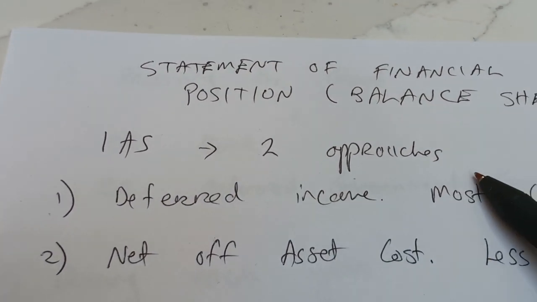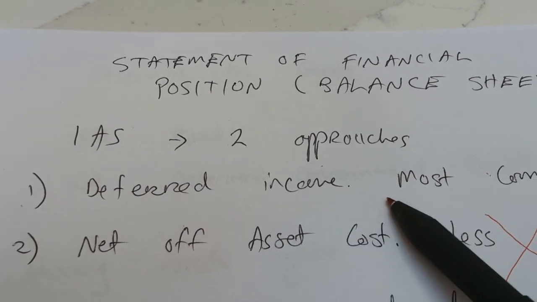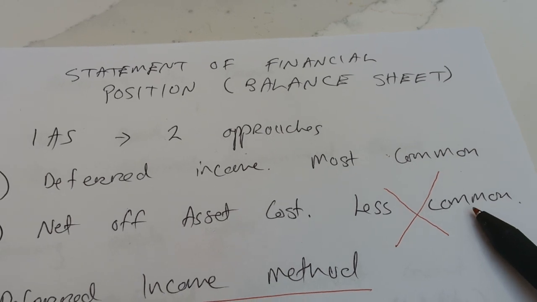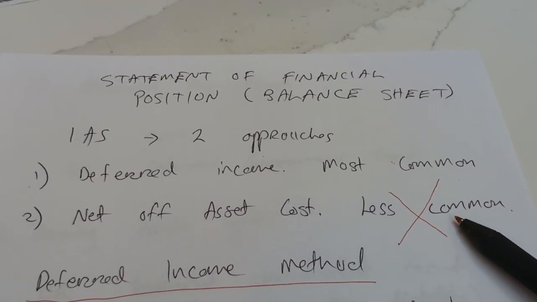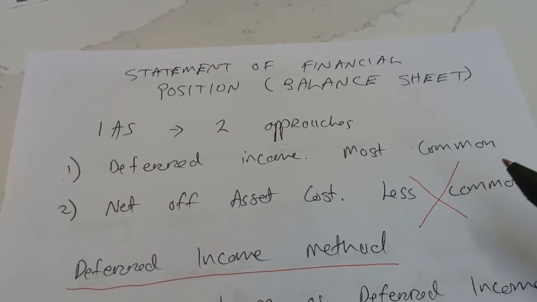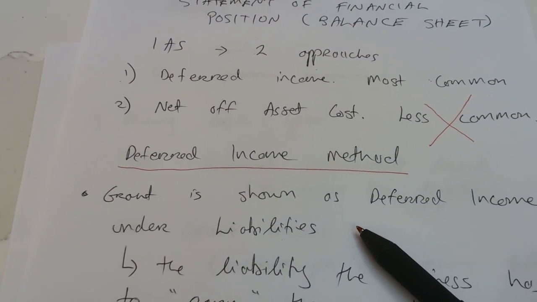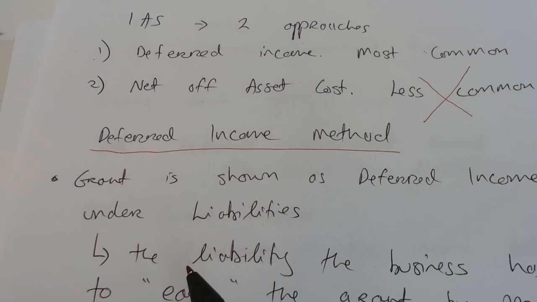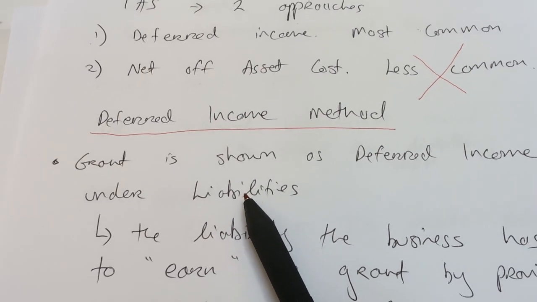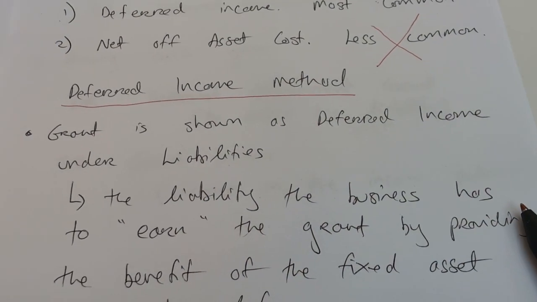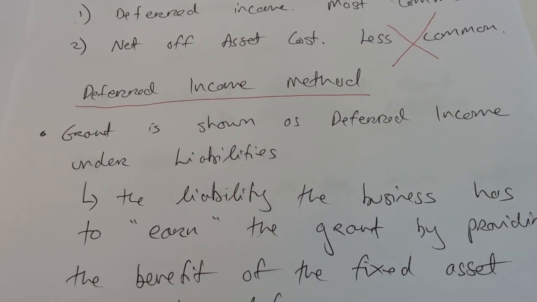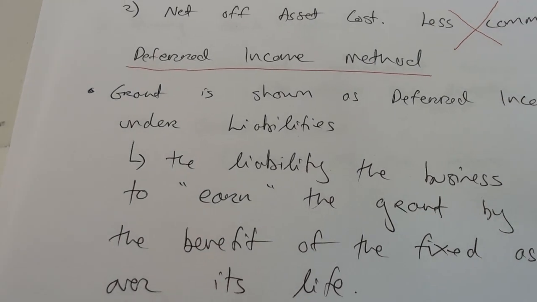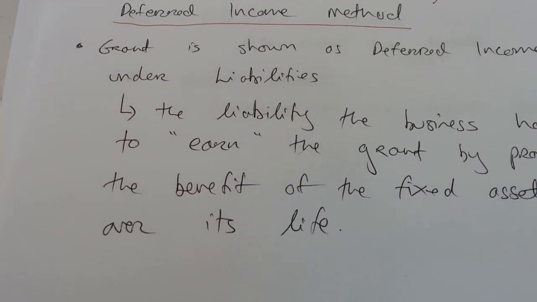IAS 20, the standard, says there are two approaches. There's the deferred income approach, which is the most common, and there you can net off the asset cost, which is less common. This means that you reduce the cost of the asset to 150 grand, which is your 200 minus your 50. That's one that we're not using. The deferred income is very straightforward. The grant is shown as a deferred income under liabilities on the balance sheet. And the reason it's a liability is the business has a liability to earn the grant by providing the benefit of the fixed asset over its life. So the onus is on you, or the liability is there.